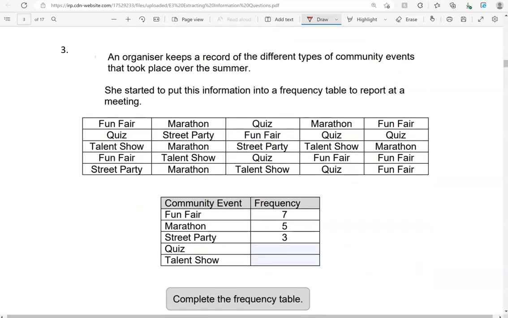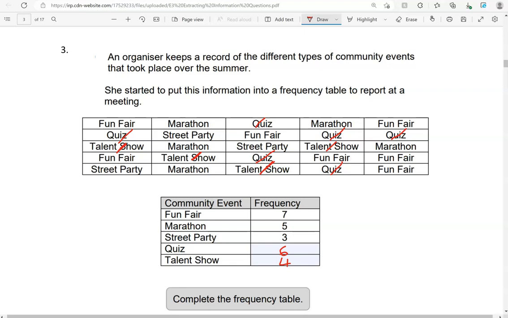An organizer keeps a record of the different types of community events that took place over the summer. She started to put this information into a frequency table to report at a meeting. Complete the frequency table. So we have the frequencies for fun fair, marathon, street party. We're looking at quiz and talent show. Let's do quiz first. So we've got 1, 2, 3, 4, 5, 6. Talent show, we've got 1, 2, 3, 4.